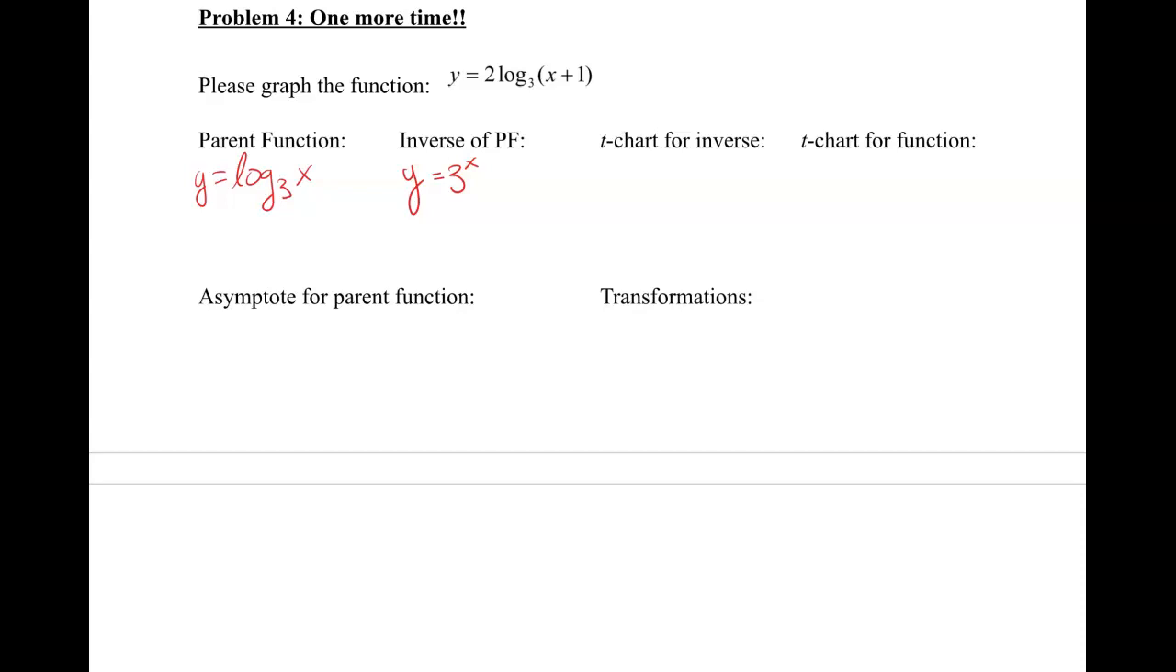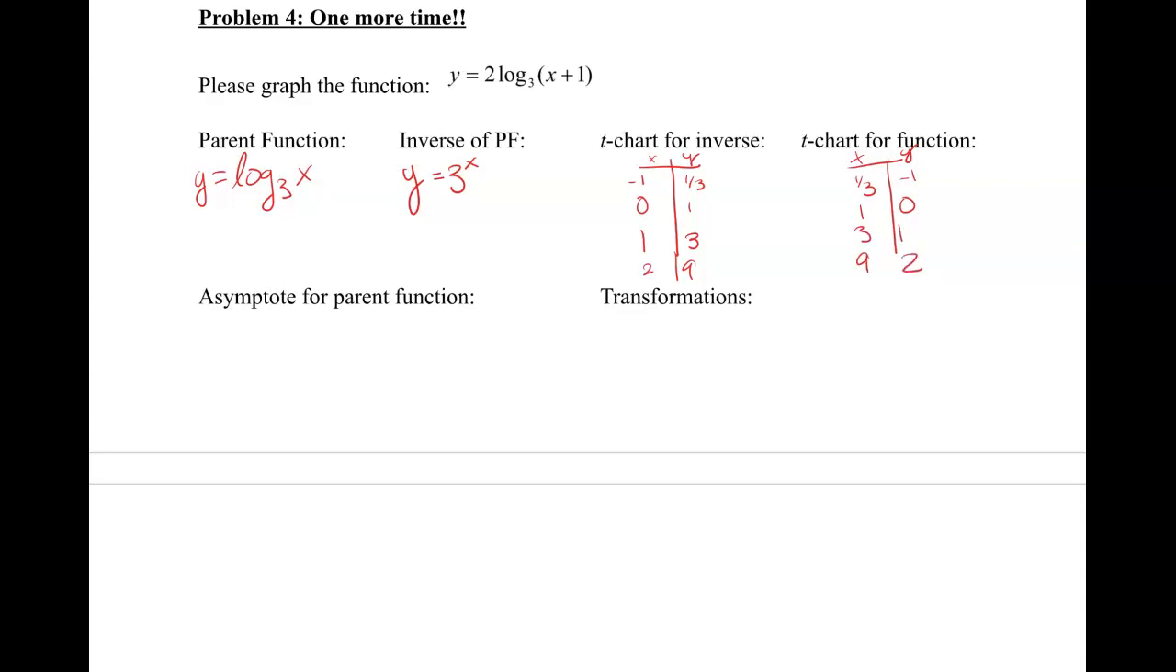T-chart for the inverse should just be, usually I use -1 to +1 at the very least, which should just be 1/3, 1, and 3 at this point. And then t-chart for the function then is just going to be swapping those x's and those y's. Honestly, I might go to 2 on this one, give 9 x and y, so then I'd have 1/3, -1, 1, 0, 3, 1, and then 9, 2.